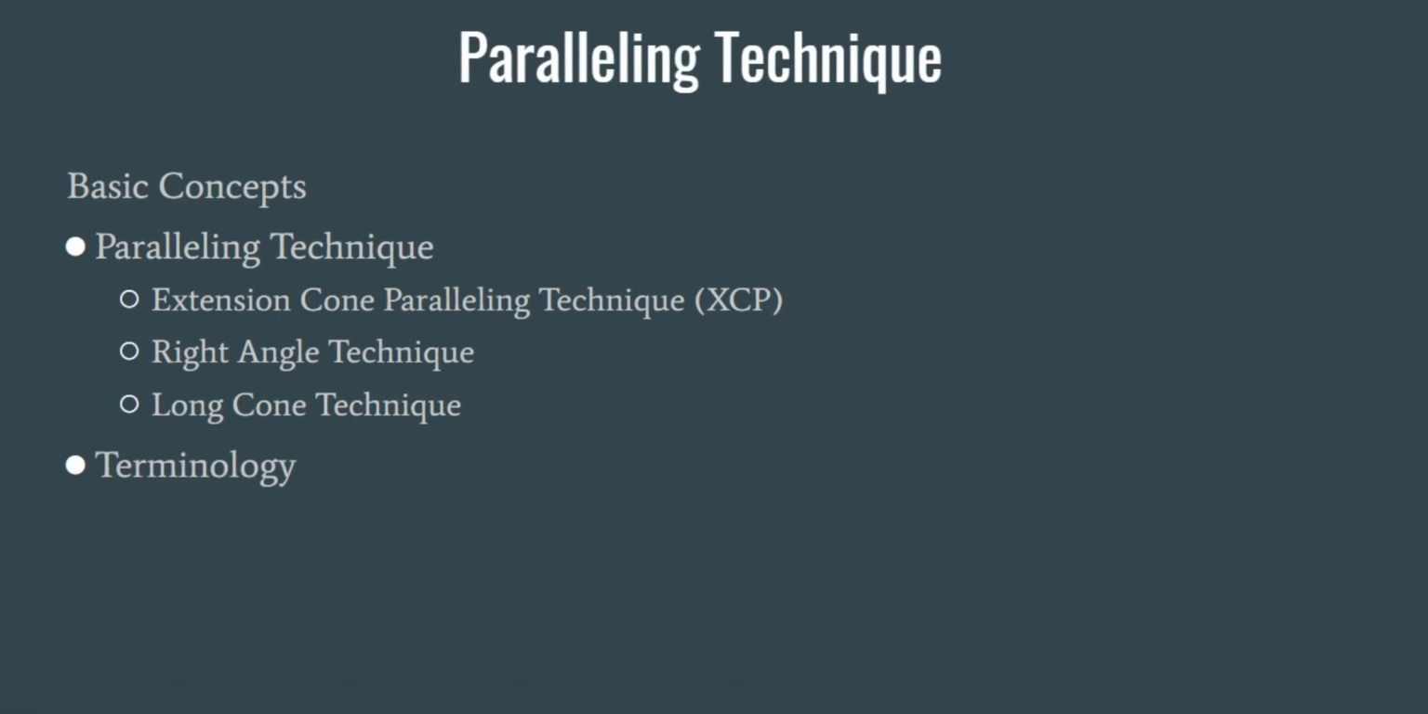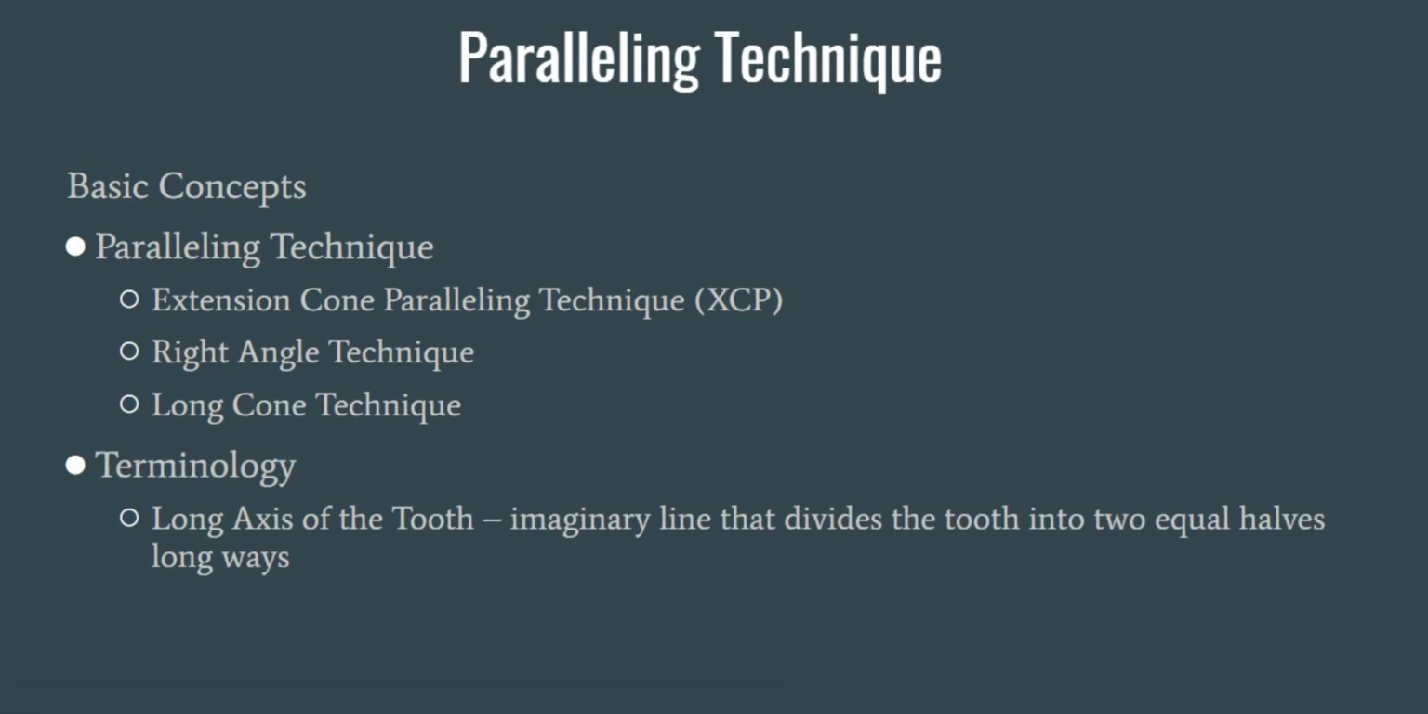So the first is the long axis of the tooth. This is the imaginary line that divides the tooth into two equal halves lengthwise. So basically it just splits the tooth right down the middle. This is the long axis of the tooth.